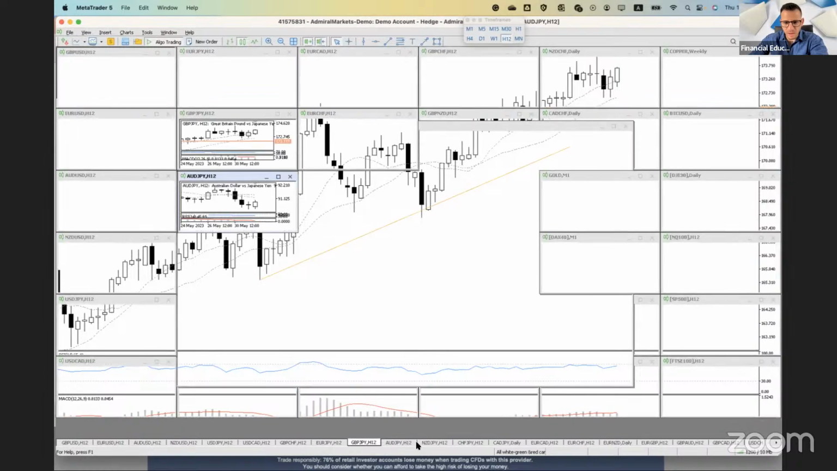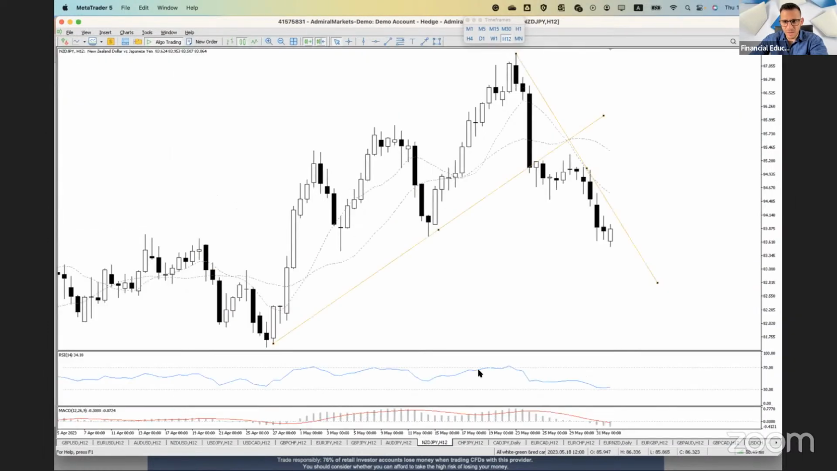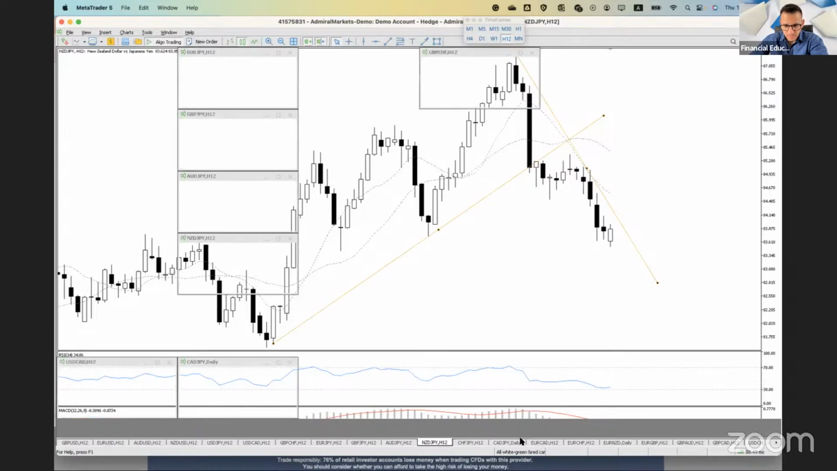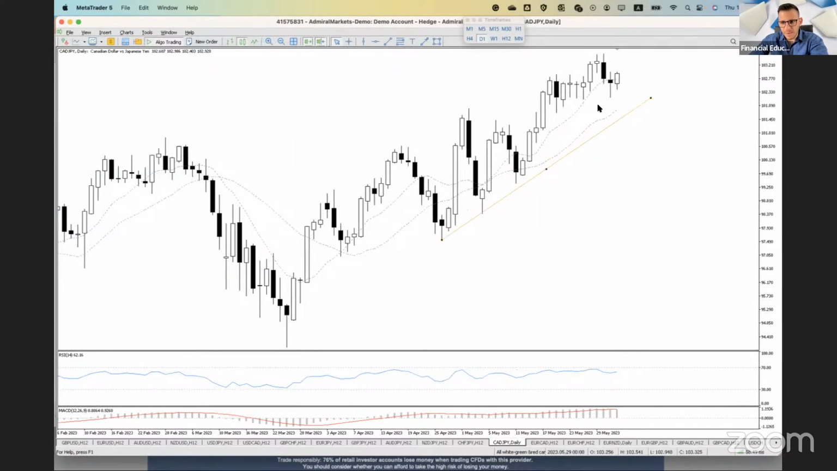This one here, the Australian dollar, Japanese yen, and the New Zealand Japanese yen, we saw that they are super, super weak. We put this downtrend line in case the price action will get rejected somewhere in this area, so maybe we can sell it. CAD came a bit strong. It also holds here with the Japanese yen.